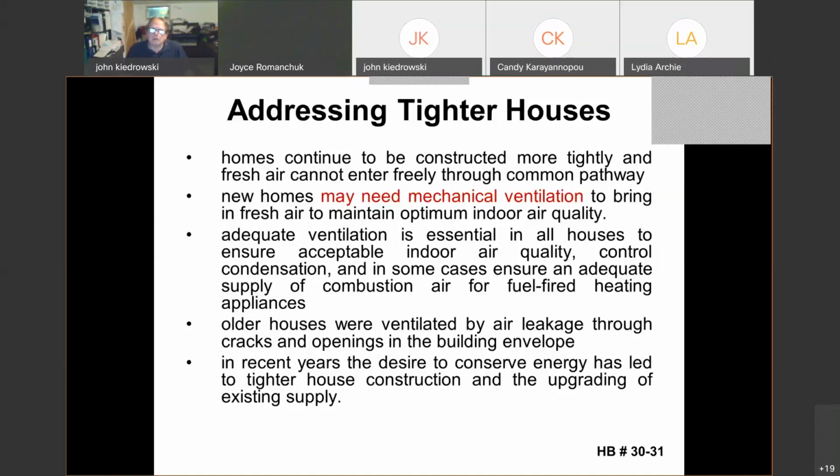As we know, older houses were ventilated by air leakage. That old farmhouse I lived in, rather. So there were a lot of cracks and openings in the building envelope. So in recent years, there was the desire to conserve energy, which basically led to the building codes changing and requiring this type of mechanical ventilation system.